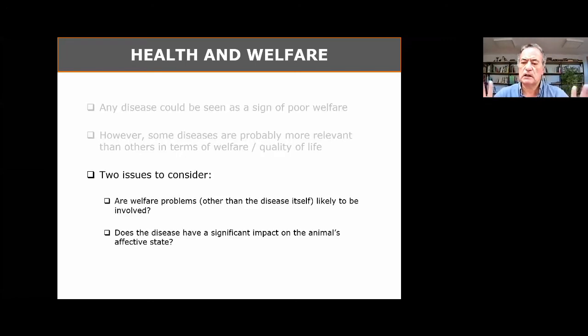I like to suggest that when making that choice, we have to consider two different issues. The first relates to whether that disease is in itself a sign of poor welfare. The question is, are welfare problems other than the disease itself likely to be involved? Here, what I am suggesting is that those diseases which are multifactorial in nature and very much affected by stress or poor environments should be part of a welfare assessment tool, because when those diseases appear, that is telling us that there is a welfare problem other than the disease itself.